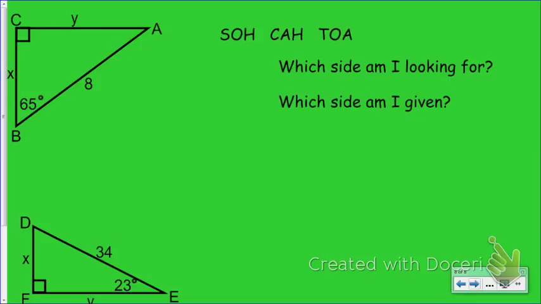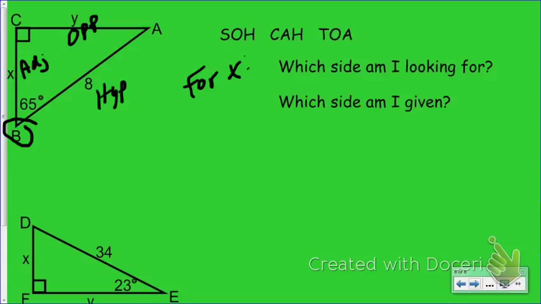Okay, so this time remember we start out by finding out which corner we're going from. So this time we're going from corner B because that's the one where I know how many degrees it is. And I'll start out by looking for x. So which side am I looking for? Okay, well from this corner the y would be the opposite, because remember opposite means across the triangle. The x would be the adjacent, and then the 8 is the hypotenuse.